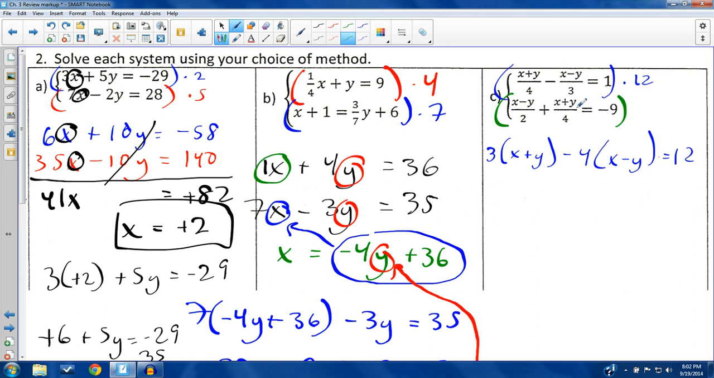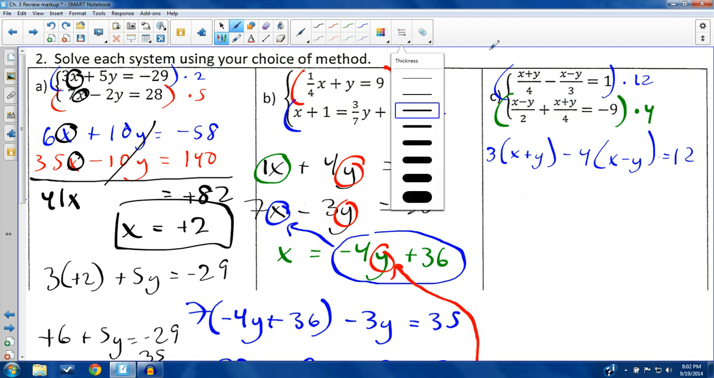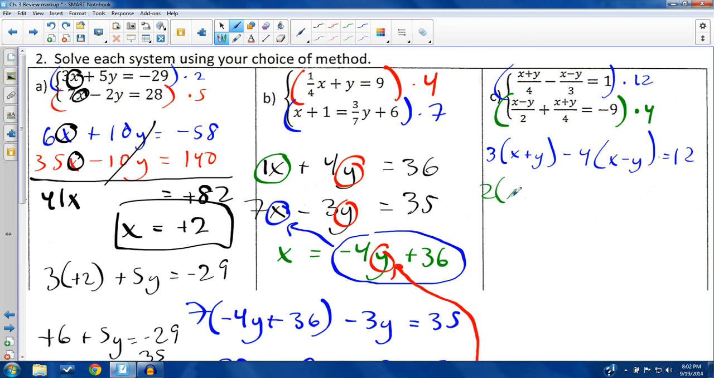Multiply this one by a common multiple of 2 and 4. In this case, 4. Right? I don't have to multiply by 8. I can do a smaller number. So multiply by 4. 4 over 2 is 2. So that'll be 2 times x minus y, plus 4 over 4 is 1. So that's x plus y equals negative 36.